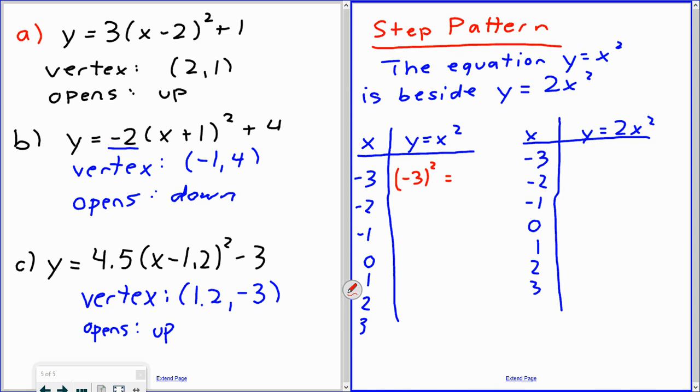Careful. So 3 times, there's times, right? 3 times 3 is? Oh, no. Yeah, so it'll be 9. And because they're both negative, it switches to be a positive. Okay? I'll do the next one, negative 2 squared, this should be 4.